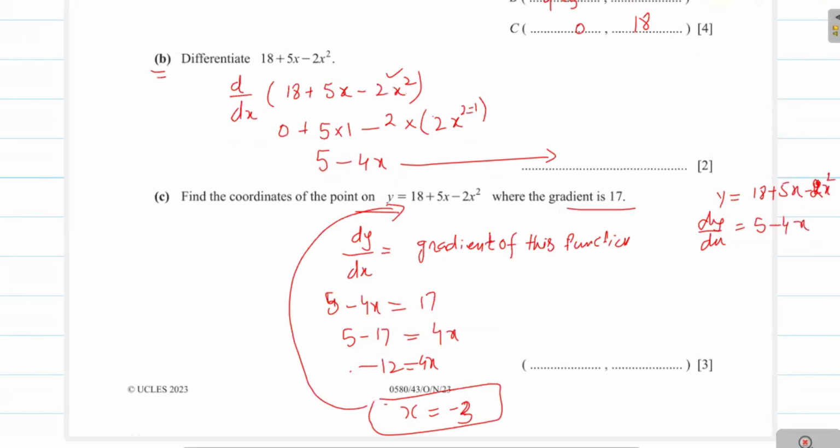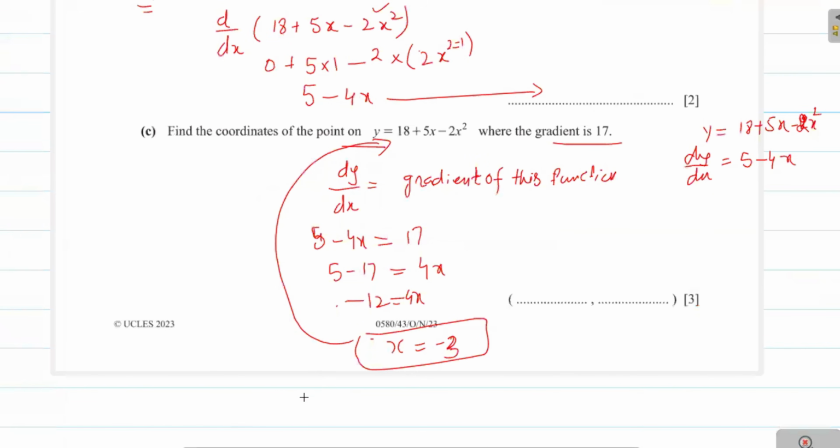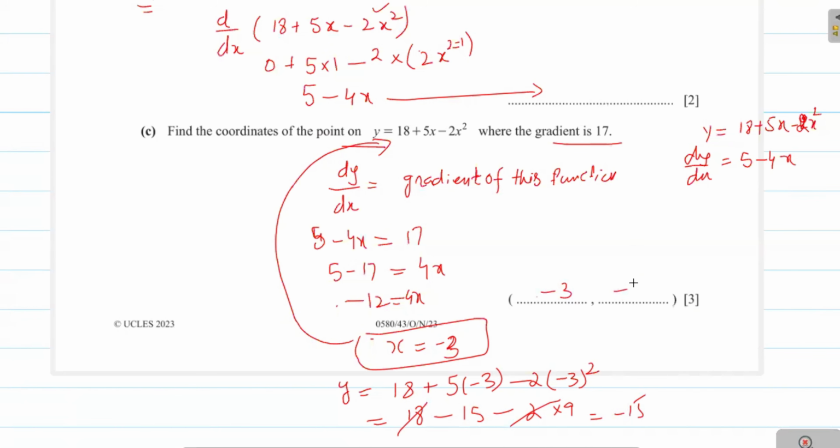The y coordinate we can find if we substitute the value x equals minus 3. Therefore y will be equal to 18 plus 5 into minus 3 minus 2 into minus 3 whole squared. Therefore, 18 minus 15 minus 2 into 9, which is 18 minus 18, will be cancelled, leaving minus 15. Therefore, the coordinate of x is minus 3, the coordinate of y is minus 15. This is the answer.